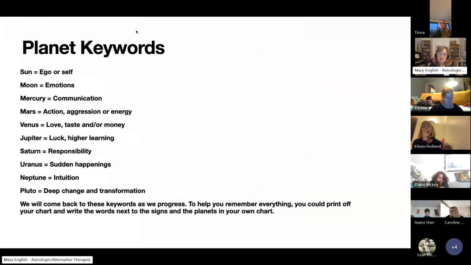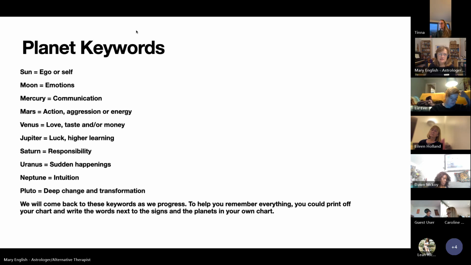Here are the planet keywords. So the sun is the ego or the self. The moon is the emotions. Mercury is communication. Mars is action, aggression or energy. Venus is love, taste and or money. Jupiter's luck or higher learning. Saturn's responsibility. Uranus is sudden happenings. Neptune's intuition. And Pluto, there isn't any way of saying that in one word, unfortunately. So I put deep change and transformation.